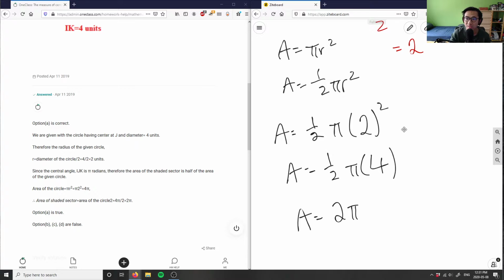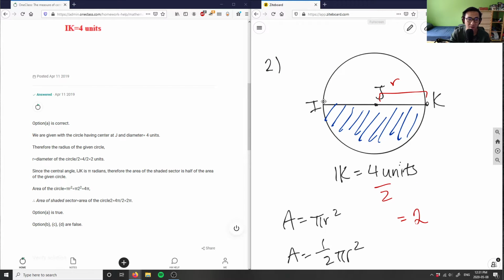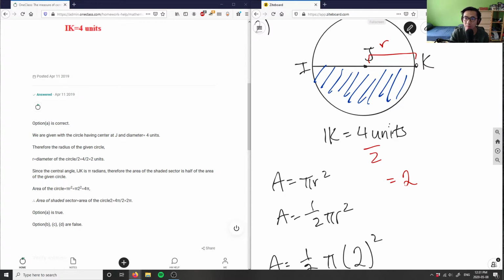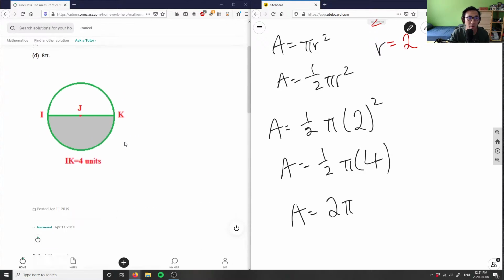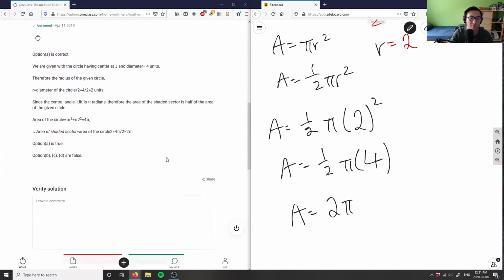It's because we're given the diameter of IK is 4 units. So therefore, divided by 2 is 2 units, right? So r here equals 2. The radius here equals 2. That's a really bad r, sorry. Radius here equals 2. And then all we can do is simply use A equals half pi r squared, and we can take the half of that to find the area of the semicircle. So therefore, this would give me 2 pi here. So the solution here is correct.